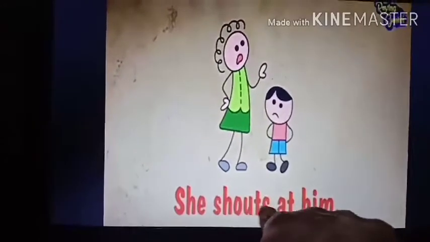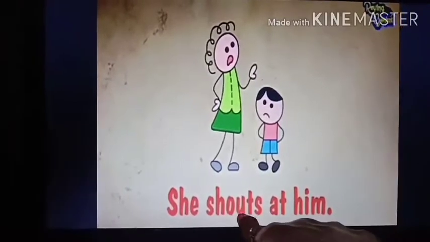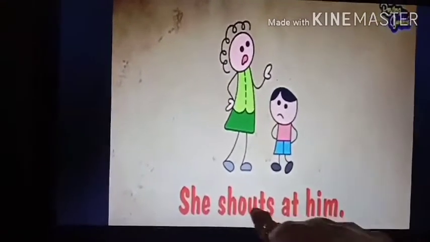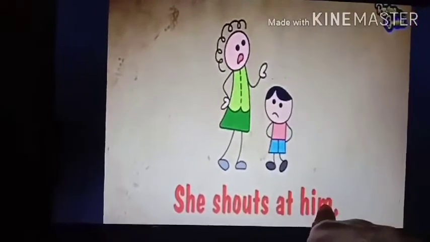She shouts at him. Now over here there are two pronouns, she and him. First it was Mark. Now in place of Mark, which pronoun have we used? Him. Now on whom is the action done? The action is done on him. Okay, so the pronoun on whom the action is done is called object. It is very easy.